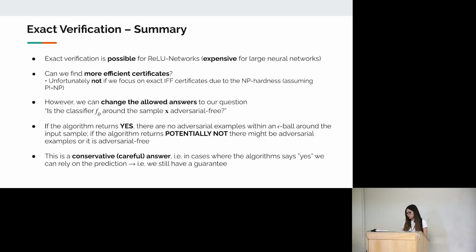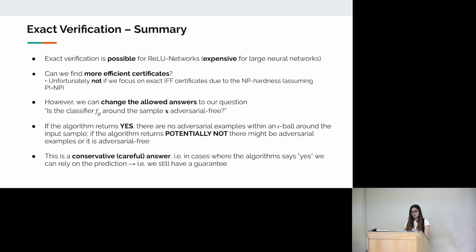So just as a summary of exact verification, it's possible for ReLU networks, but still expensive for large neural networks. And we can ask the question if we can get more efficient certificates, which the answer to is unfortunately not, since if we want if and only if guarantees on these certificates, since we have this NP hardness problem, the best we can do is the one on the slide I showed before. However, one thing we can do is modify this allowed answer.